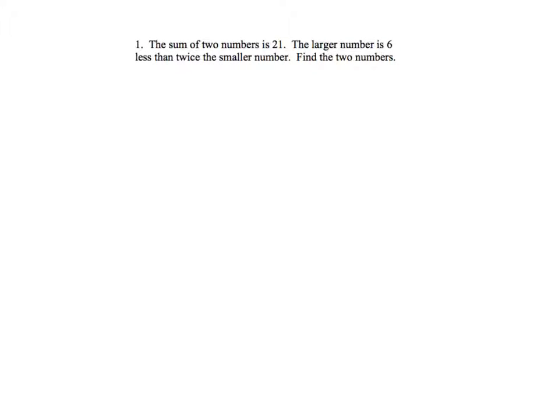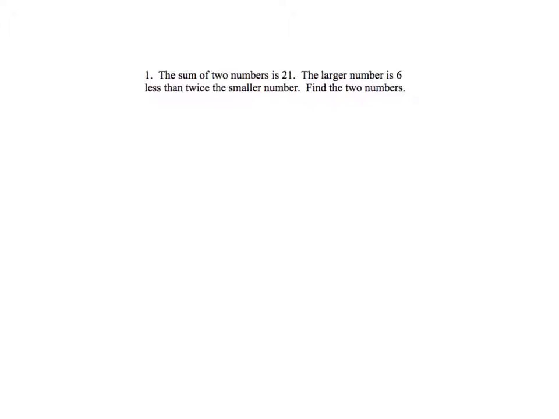As I'm reading through these word problems, I'm always going to be looking for my totals, and I'm going to circle those as I'm reading through it. So I've got the sum of two numbers is 21. Generally, the totals are going to be next to the word is or equals, or some word to show that that's what that total is going to be.